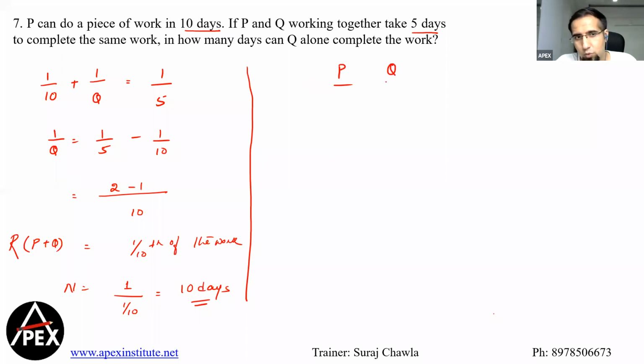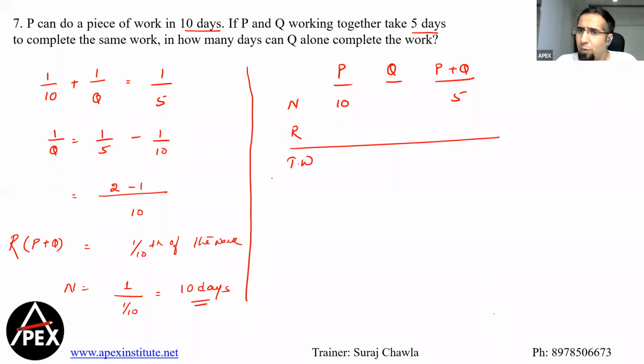P and Q. This is 10. I do not know this, but I know P plus Q is equal to 5. Let's follow the steps one by one. First step is N into R is total work. Done. Second step, take total work as LCM of whatever is given in the first row. What is LCM of 10, 5? 10. Third step, fill the second row.